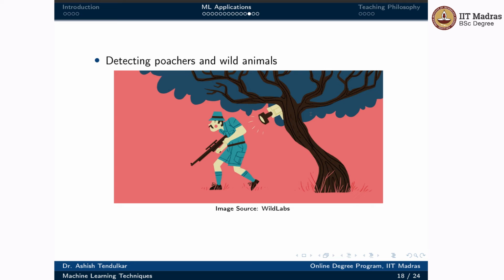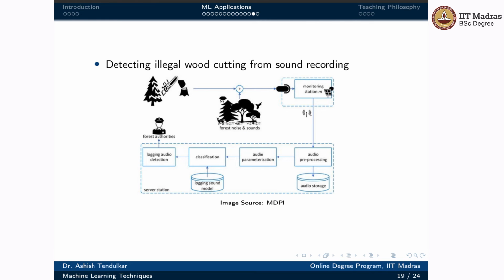For example, machine learning is used in conservation of environment, analyzing camera traps for detecting poachers and wild animals. It is also used for detecting illegal woodcutting based on sound recording and analyzing animal behavior in the wild. One of the cute applications of machine learning was to analyze recordings of whale calls and interpreting them for conservational purposes.